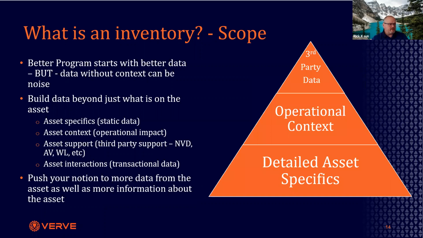So for me, inventory is that your better program starts with better data, but we need context. And so I fully advocate, as do most of our clients who now have this in place, you want detailed asset specifics. So on the first dimension, when I challenged you on what an inventory is, I think we were thinking, what do I get from the asset? And that's absolutely fair, but that's only one dimension. You need to get as much data about all your assets as you possibly can from the asset itself. That's the detailed asset specifics. The next thing you need to do is put operational context.